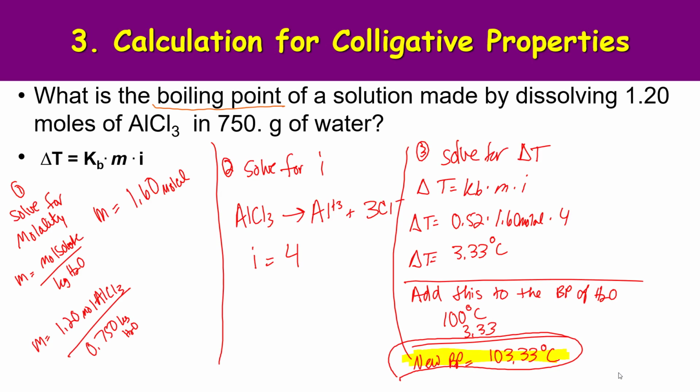If we look at the answer right down here, it says the new boiling point will be 103.33 degrees Celsius. Now, how do we get that? Well, let's look at this.